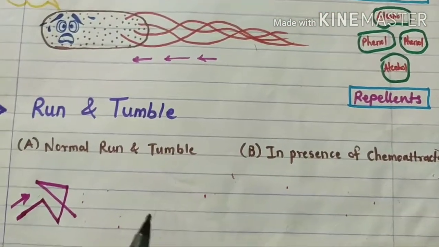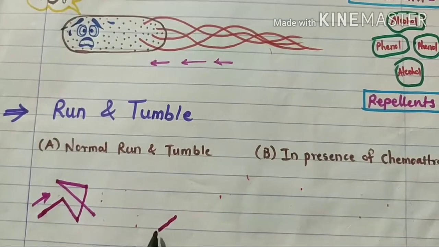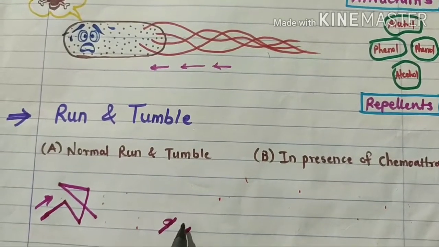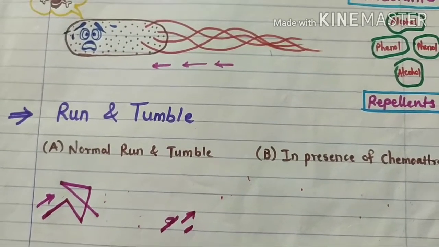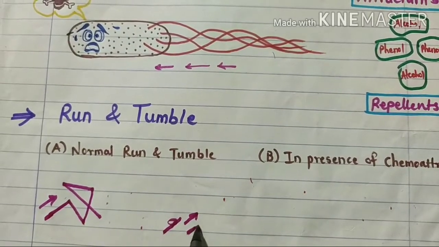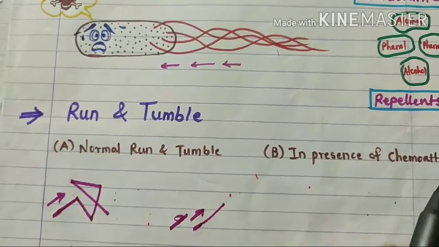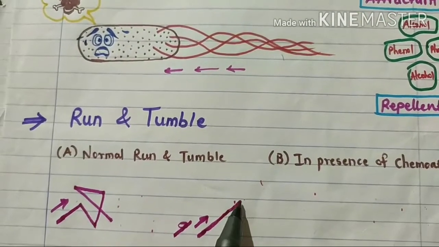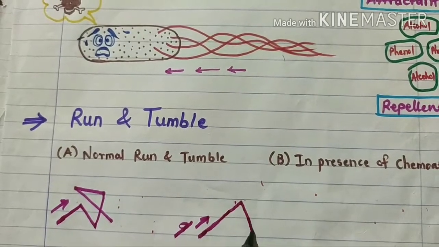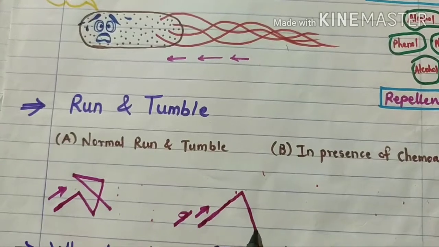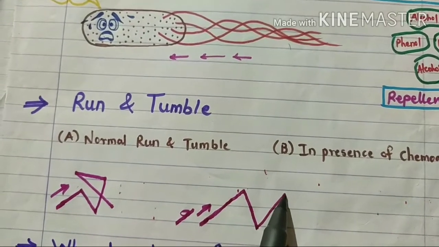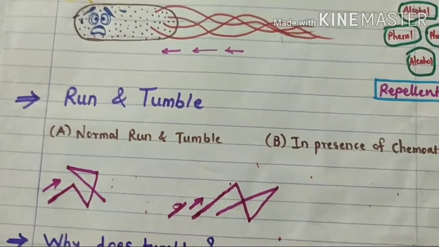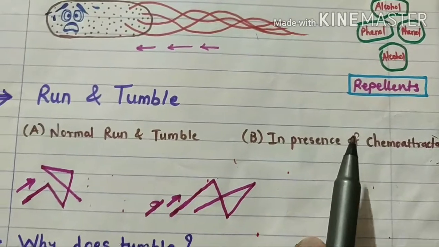Here I am drawing. Suppose this is the cell, and now it is moving in this direction. Now there is a chemoattractant. What happens? It keeps moving in this direction for a long time, and after that it tumbles. Again after moving for a long time it tumbles. Again it tumbles. But now here you can see the frequency of tumbling is less in presence of chemoattractant.